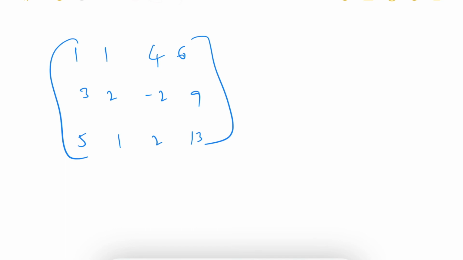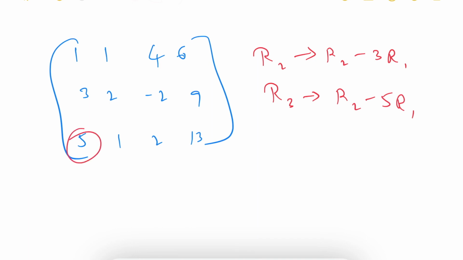Okay, for this, first what modifications I will do is row 2 I will write as row 2 minus 3R1. The same way row 3 I will write as row 3 minus 5R1, because here I will get 0, then here also I will get 0, only by this process. Okay, let us write then.